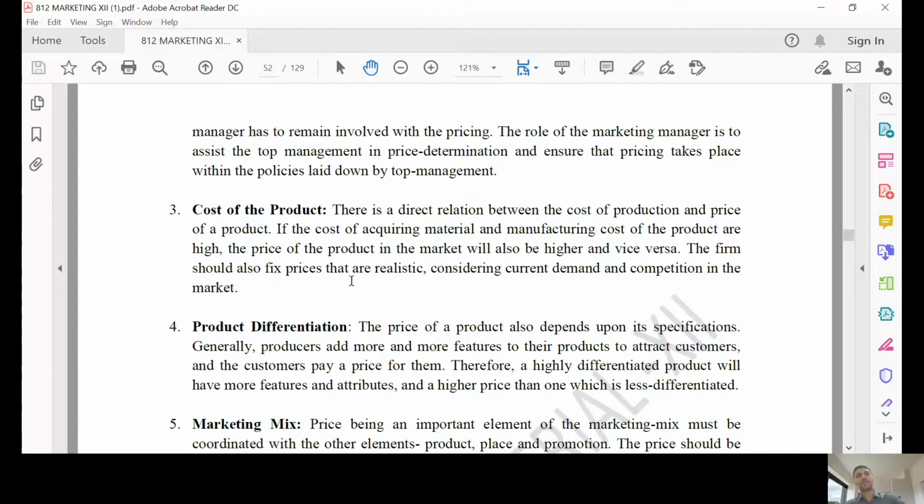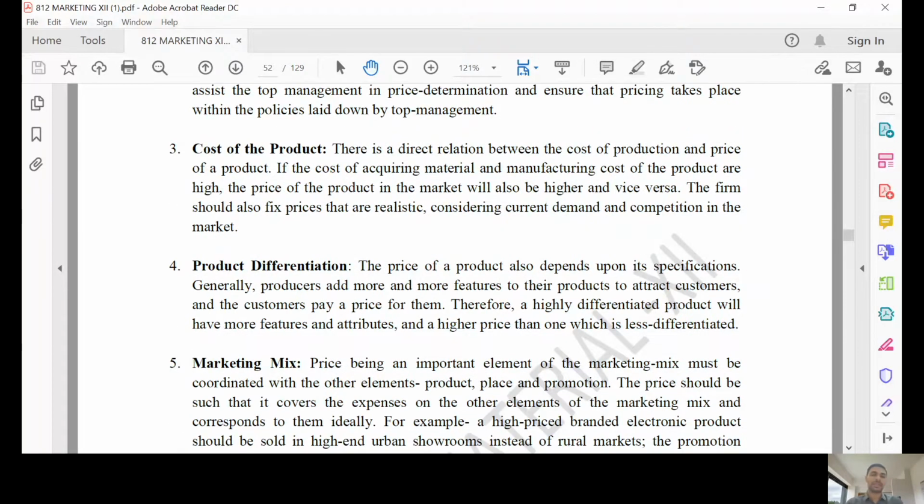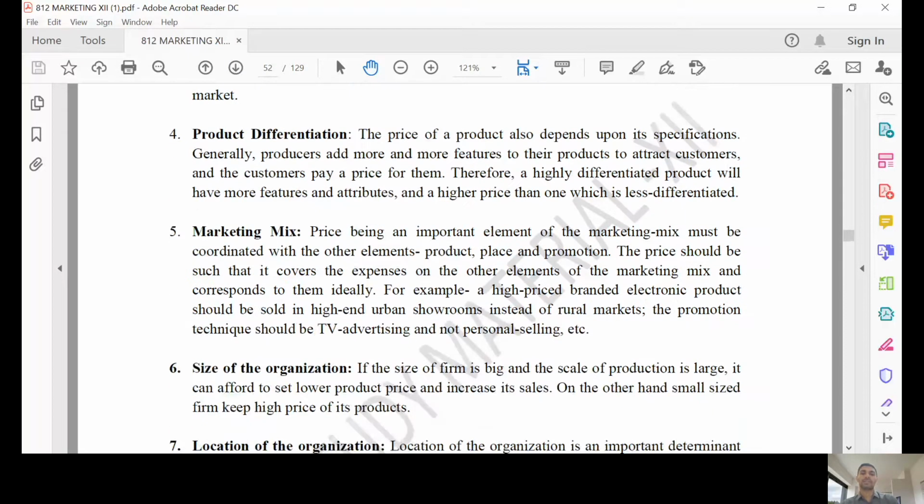Product differentiation. If a company is trying to differentiate the product, in that case, price will be higher. iPhone is a differentiated product. iPhone is trying to differentiate itself from all other products. That is why iPhone is selling the product at a higher price. If you are trying to differentiate your product by adding more features, then naturally the price of your product also should be high.